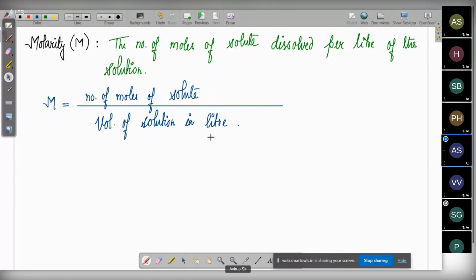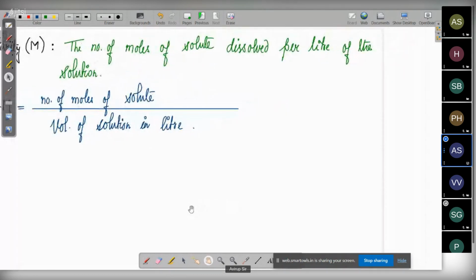Now you might ask how do you calculate the number of moles? What is this number of moles? Number of moles means one molecular weight. We have already done how to calculate the molecular mass. So one molecular mass of a substance is known as 1 mole.